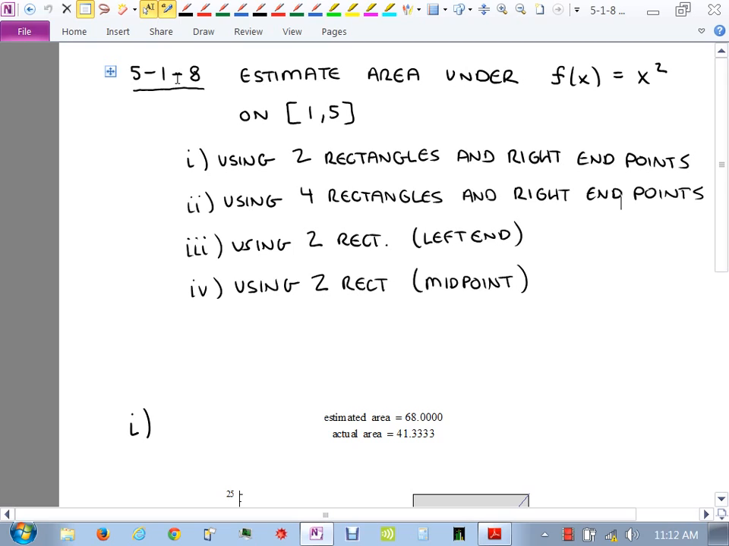And after all that's done, we're going to come up with the general formula for any function, not just this one. Any function on any closed interval, a formula to find the true area. That's where we're going today. All right, let's get going.